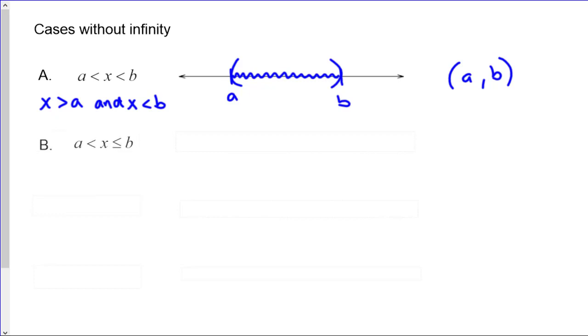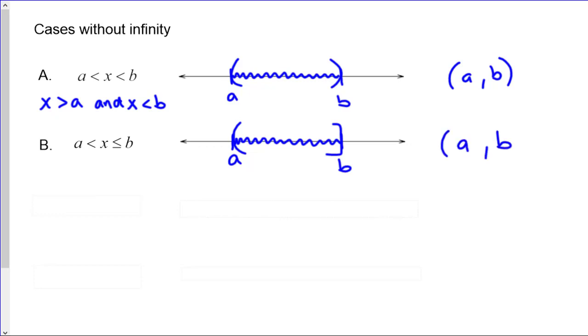The next case, where x is greater than a and less than or equal to b, well, I'm still looking at all the values between a and b, but they have to be greater than a, so a parenthesis on the left-hand side, less than or equal to b, so a bracket on this right endpoint. So my interval notation would look like this.